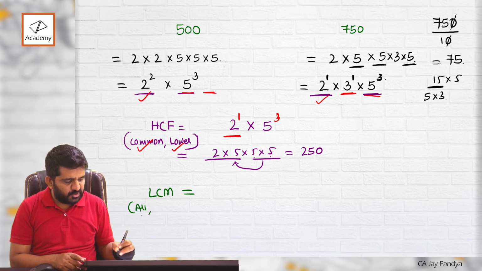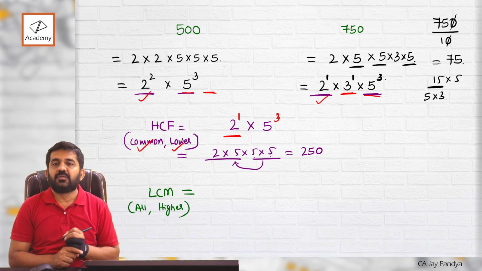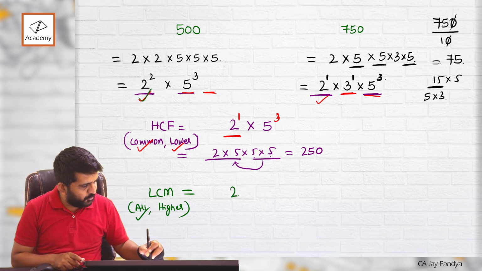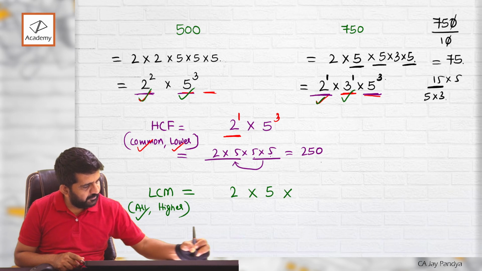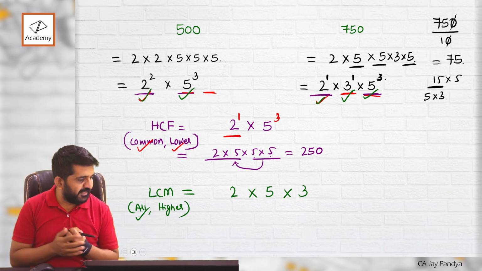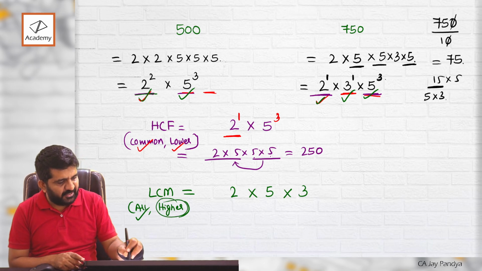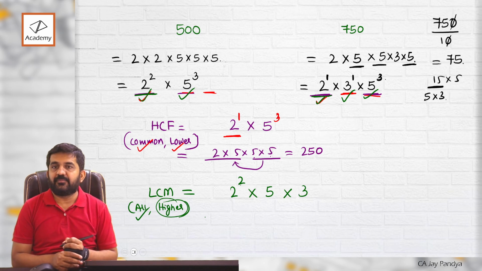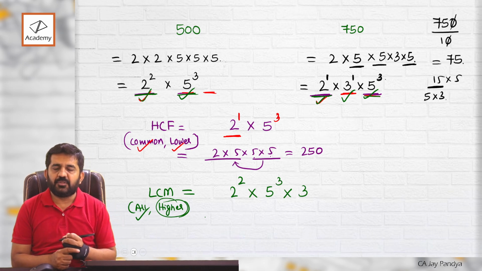LCM. You need to remember this: all factors and higher number. First, let us consider all factors. Which are all factors? 2, 5. 2 we have taken. 3, 5 we have taken. So 2, 3 and 5 are factors. Right. Higher in 2, which is higher? 2 square or 2 raised to 1? Square. I will write down 2 square. In 5, which is higher? 5 cube or 5 cube? I will write down 5 cube.